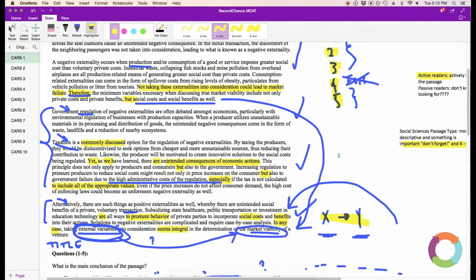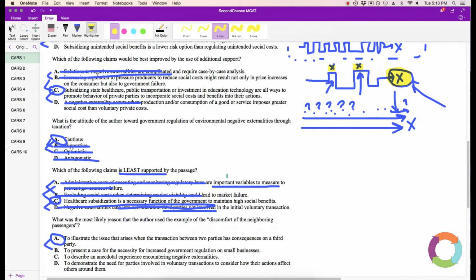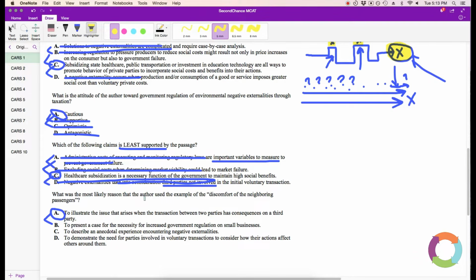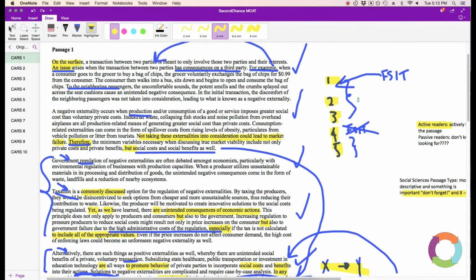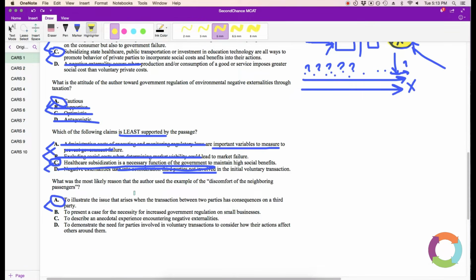Again, it helps me in the future if ever I needed to answer a question like this: what was the most likely reason that the author used the example of the discomfort of neighboring passengers? All of these types of questions that ask you for specific details of the passage, it's like, how are you supposed to remember all that, right? How do you know where it is in the passage? So for me, I often like to have this brief layout because it helps me remember at a high level the layout of the passage. So if it's asking me about the example of the neighboring passengers on the bus, I remember that, hey, is that before the first shift in tone or after? Was that in the context or was that in the conclusion?